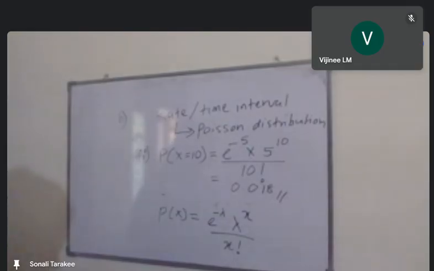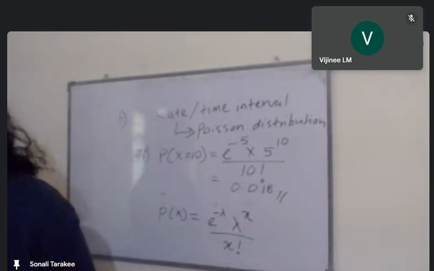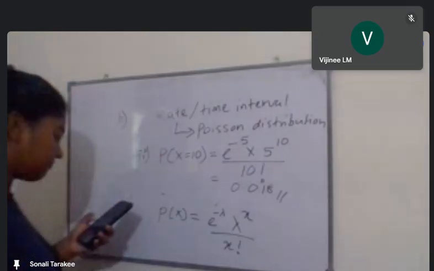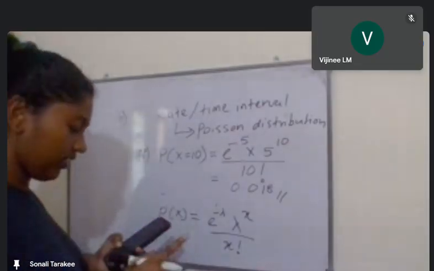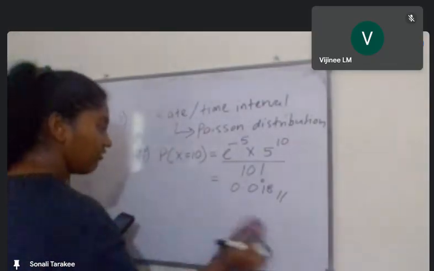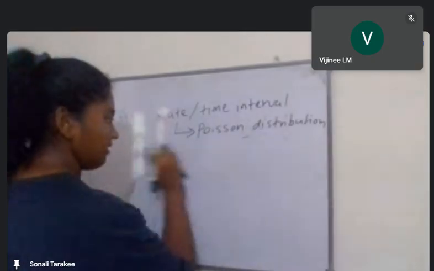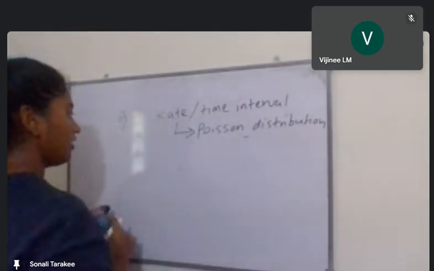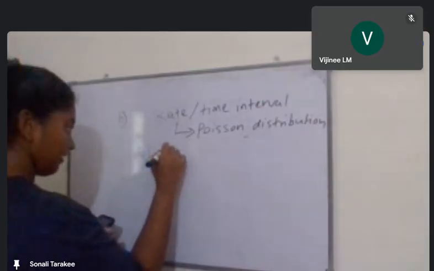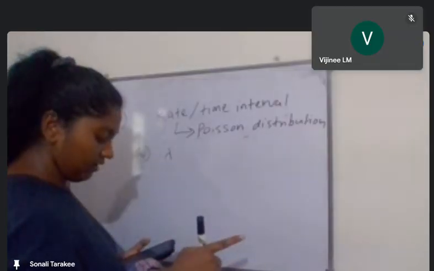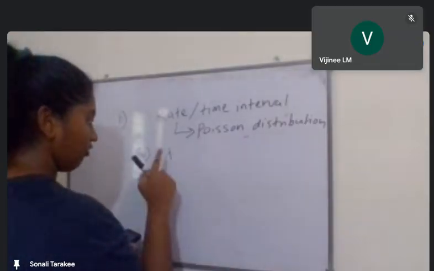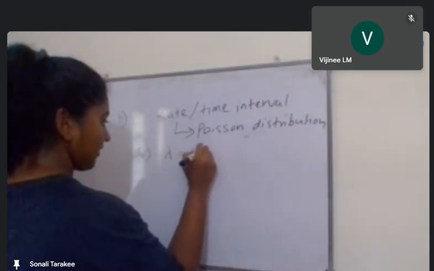And the next one, find the probability of receiving at least 5 hits in 2 minutes. Okay. Now they have changed the minute. For the first one, it says 1 minute, no? Here it is 2 minutes. Therefore, lambda changes. For 1 minute, lambda was 5. For 2 minutes, the lambda is 10.